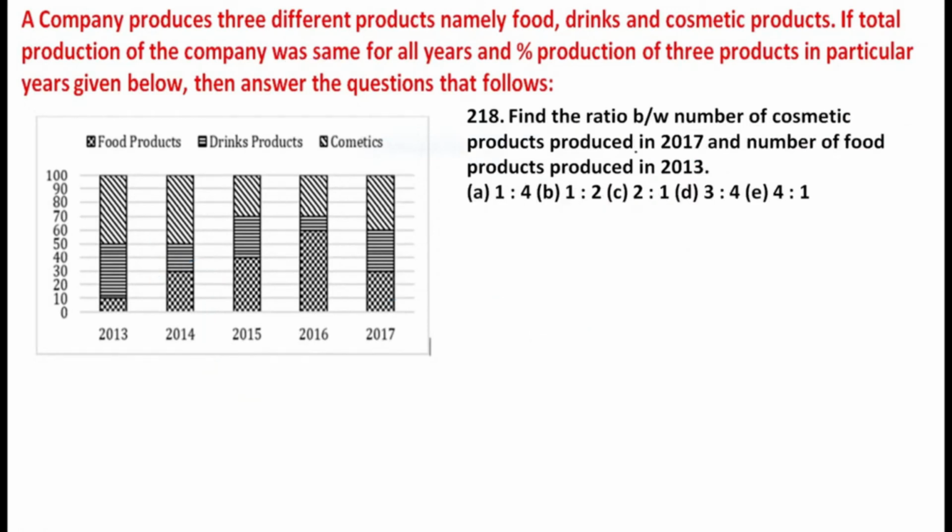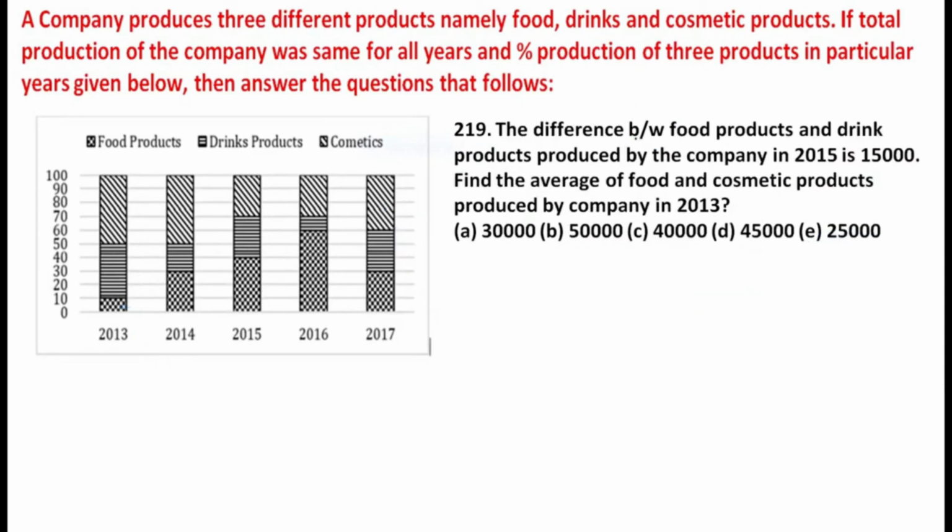Next. Find the ratio between the number of cosmetic products produced in 2017 and the number of food products produced in 2013. 2017 cosmetic products is exactly equal to how much? Now see, here 60, here 100, so it becomes exactly 40%. And 2013 food products is exactly equal to 10%. Now what is the ratio? Simple. 40% to 10%, so the ratio becomes 4 is to 1, which is the correct answer.